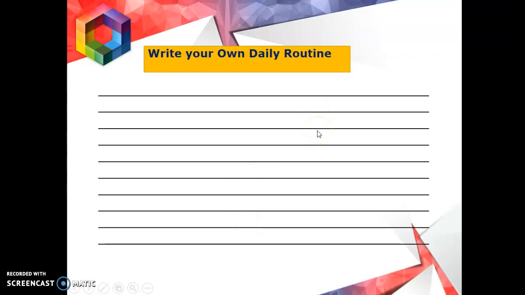And from there, as part of the exercise, you are supposed to write your own daily routine so that you can conform it to what you do on a daily basis, weekly basis, monthly basis, or yearly basis.